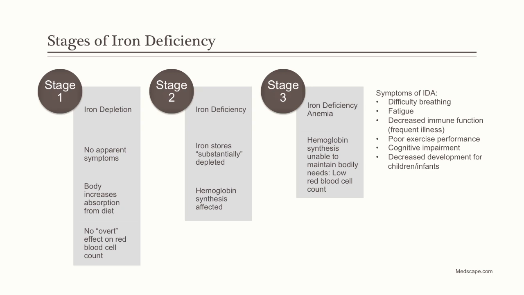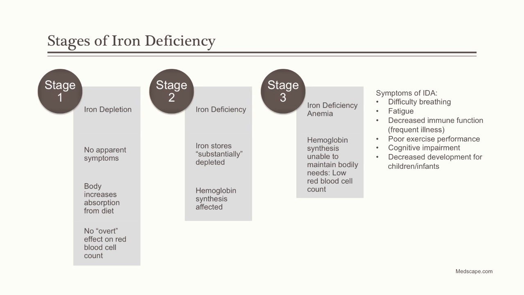So the body helps to get what it needs from what you're getting in the diet. However, if your lack of iron consumption continues for a period of time, or if you fall ill, you may enter into stage 2 deficiency, known as iron deficiency. This is when the body has used up its stores and it starts to affect the body's ability to synthesize new red blood cells called hemoglobin. At this point, hemoglobin starts to decrease, and it can decrease to the point of iron deficiency anemia.